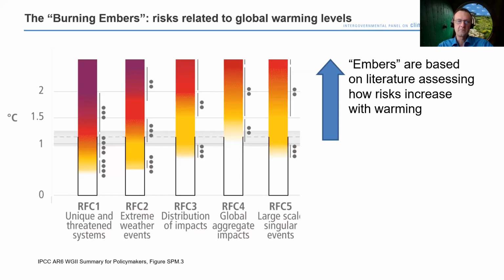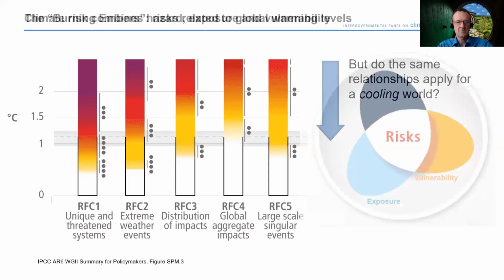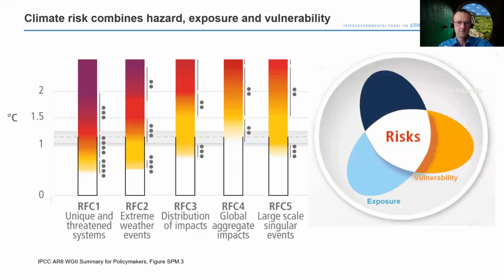What we're trying to confront in the context of an overshoot conversation is to what extent the same relationship applies in a cooling world. To what extent does cooling then reduce those risks? And just very briefly, we have to recognize that risks are a combination of climate hazards, exposure, and vulnerability. And it's the confluence of those three that determine the extent to which those risks are indeed reversible if we manage to reverse the global temperature trend.